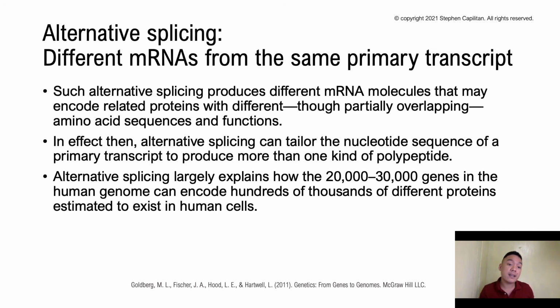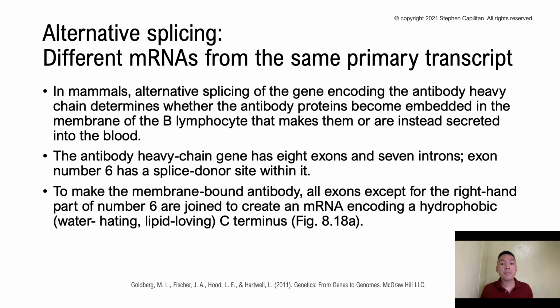And alternative splicing explains how 20,000 to 30,000 genes in the human genome can encode the hundreds of thousands of different proteins estimated to exist in human cells. So in mammals, alternative splicing of the gene encoding the antibody heavy chain determines whether the antibody proteins become embedded in the membrane of the B lymphocyte that makes them or are instead secreted in the blood.